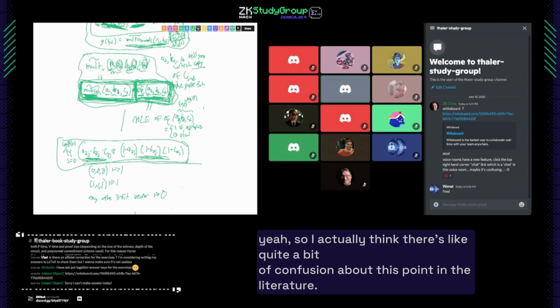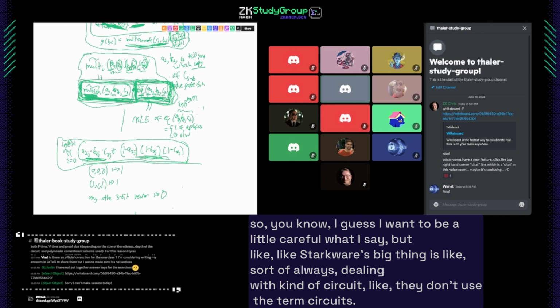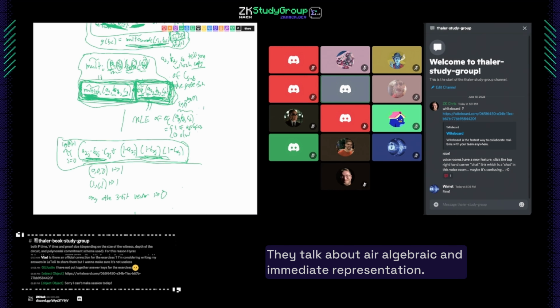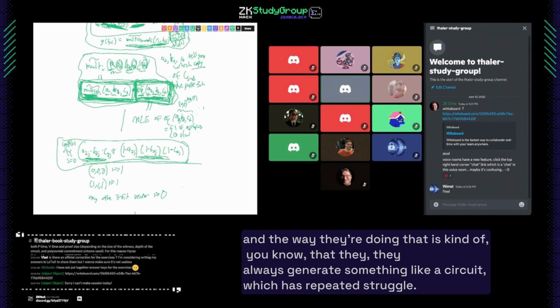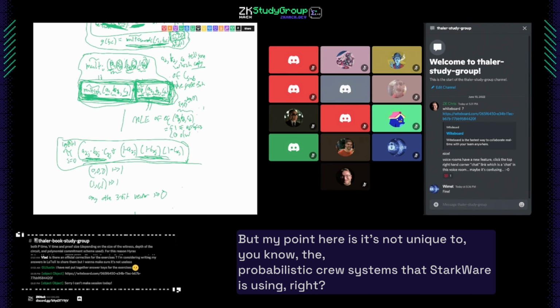Yeah, so I actually think there's quite a bit of confusion about this point in the literature. I want to be a little careful what I say, but StarkWare's big thing is always dealing with something like a circuit. They don't use the term circuits. They talk about AIR, algebraic intermediate representation. But anyway, their big thing is always avoiding a verifier having to do work proportional to the size of the computation. And the way they're doing that is that they always generate something like a circuit which has repeated structure. Okay, but my point here is it's not unique to the probabilistic proof systems that StarkWare is using, right?